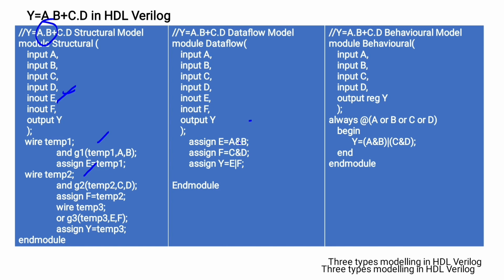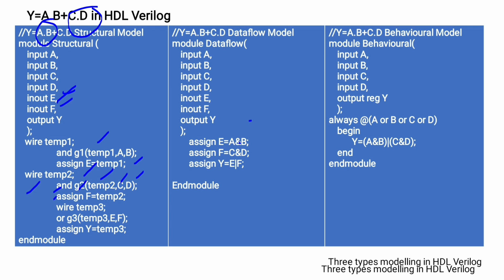Here E is taken as inout, which means the E wire acts as input and output also. For A ANDed with B, it is acting as an output wire. Okay, now it is an output wire. Similarly, what is taken for wire temp2? One AND gate is created whose name is G2. For that, CD are given as inputs. The output is made available at temp2. So the CD output is made at wire temp2. That is assigned to F. So F is also made inout.